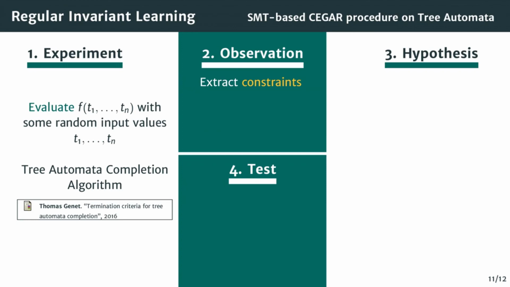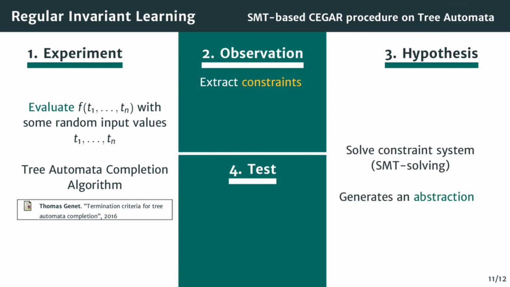We then make an hypothesis. By using an SMT solver, we solve the constraints, which generates an abstraction of the program execution. This gives us a possible regular language solution. We check the correctness of the abstraction by checking its completeness with regard to the rewriting system and the input domain. If it is, we are done, and if it isn't, we continue by doing more experiments.